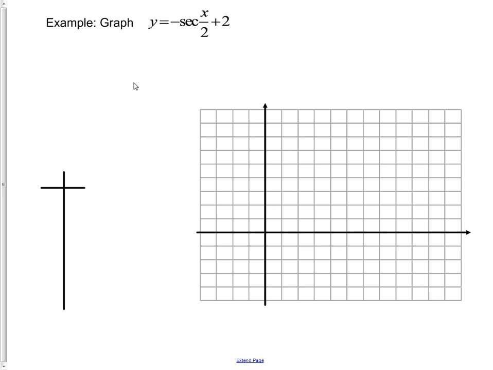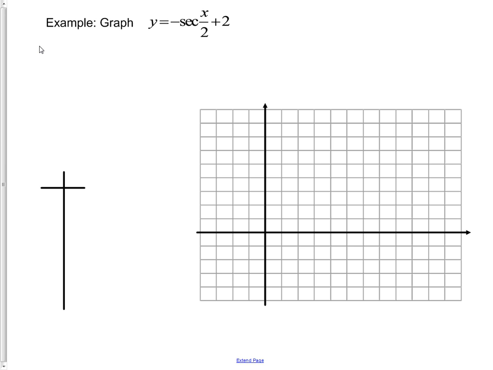All right, so now let's deal with an interesting looking graph. This is the graph y equals negative secant of x over 2 plus 2. What should that look like? Well, in this case, this graph could be found pretty easily using a cosine as a guide right here, right? Remember, secant is the reciprocal of cosine.